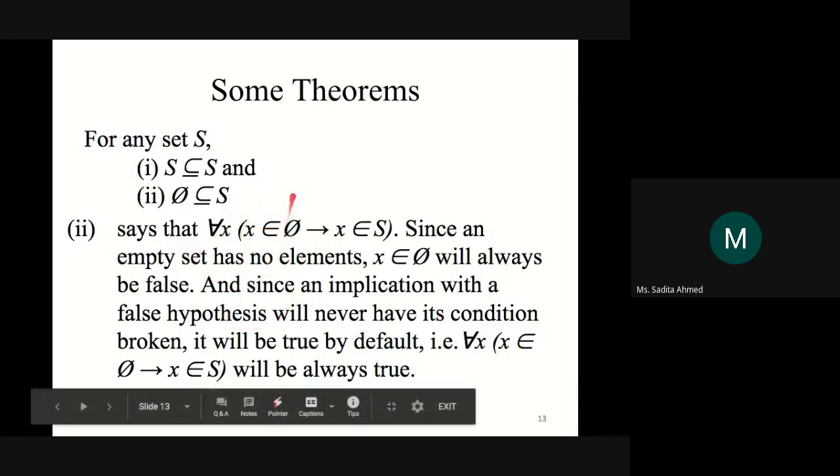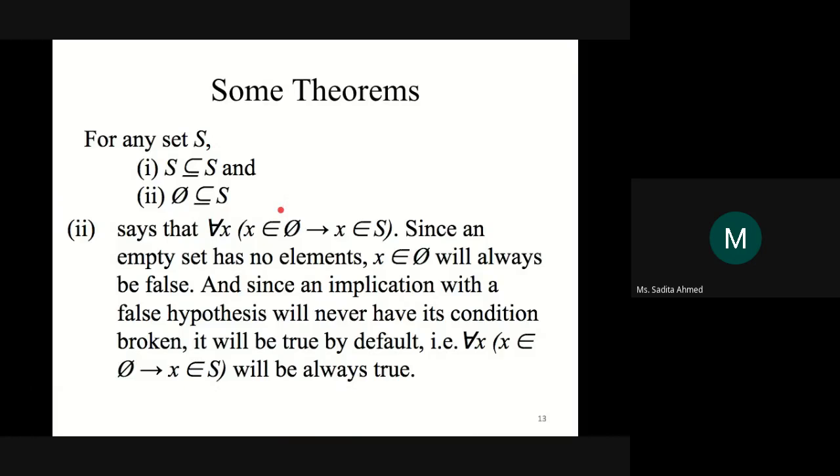So, since the hypothesis will always be false, what can we say about the truth value of this implication, guys? It's true by default. It will always be true. The hypothesis will always be false, so the implication will always be true. This is a tautology.